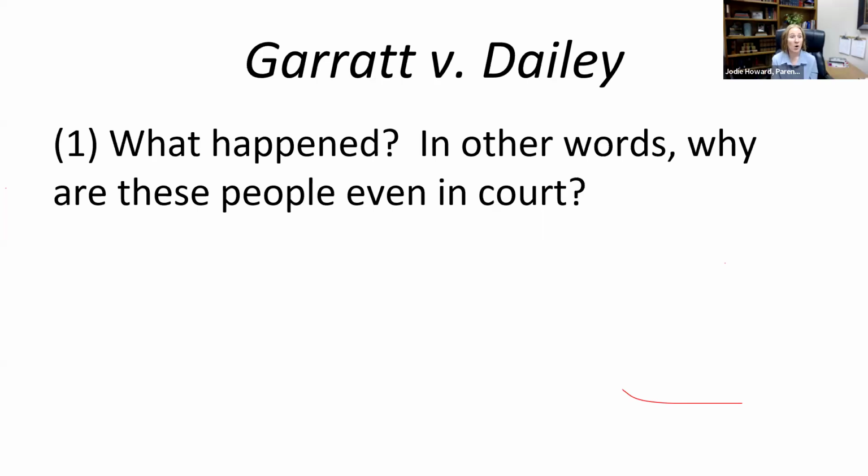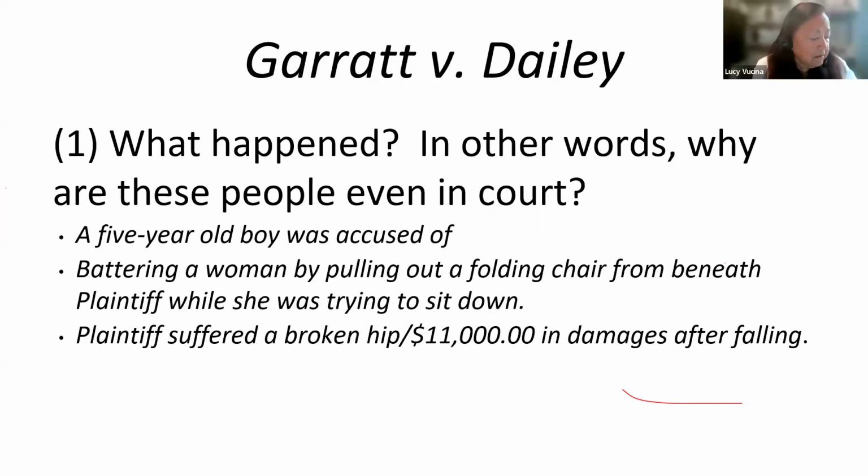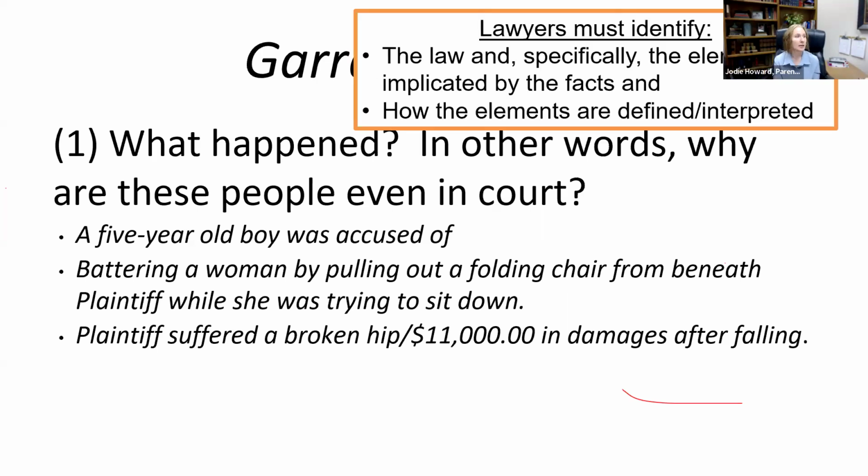Okay, so we've got a 5-year-old boy, and he was accused of battery because he pulled out a folding chair. When she was trying to sit down, she was injured. Very good. Thank you. So again, we've got this fact pattern. Lawyers have to identify the law and specifically the elements implicated by the facts, and then determine how these facts will be defined or interpreted.